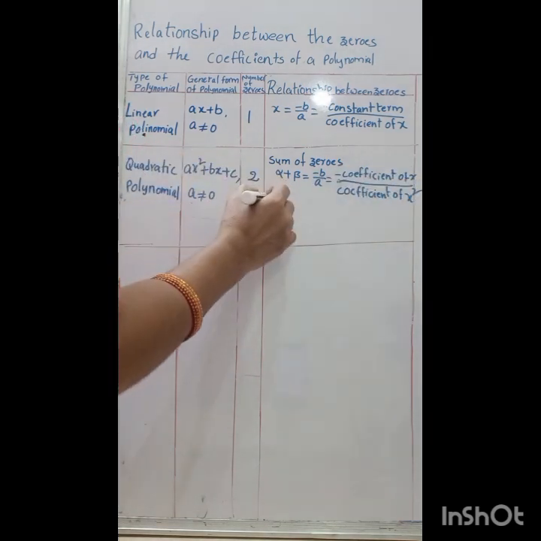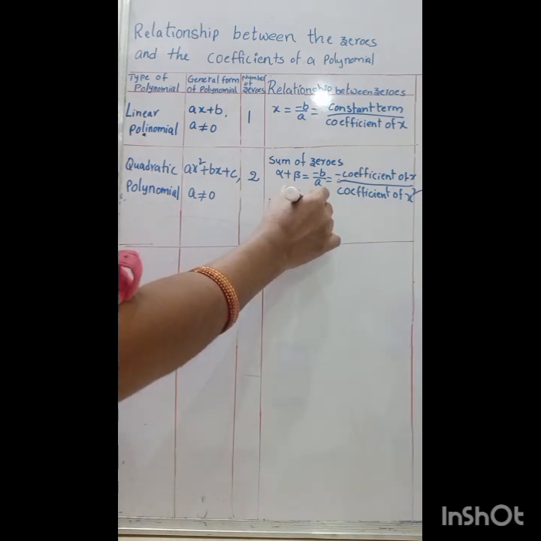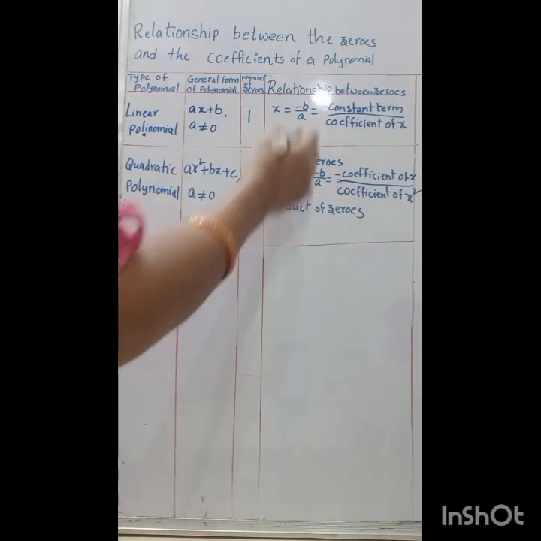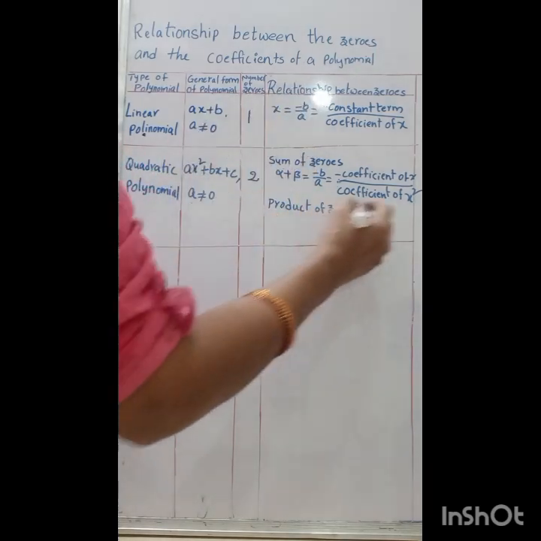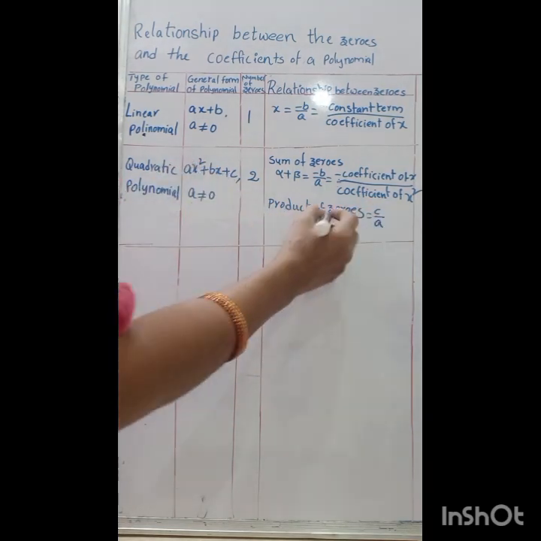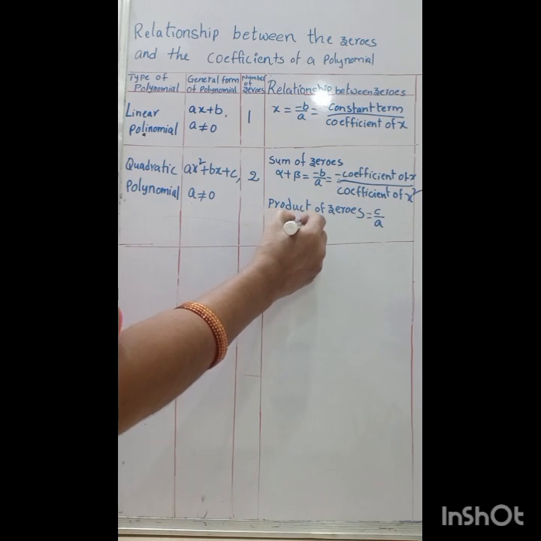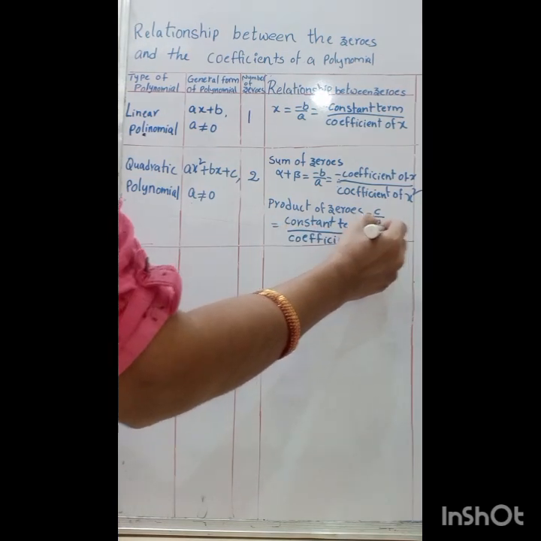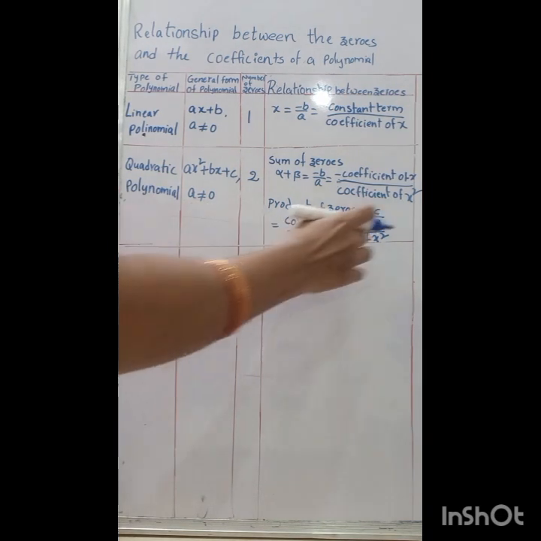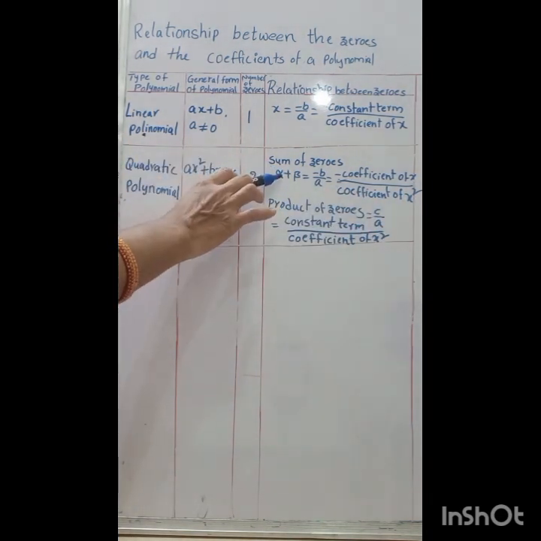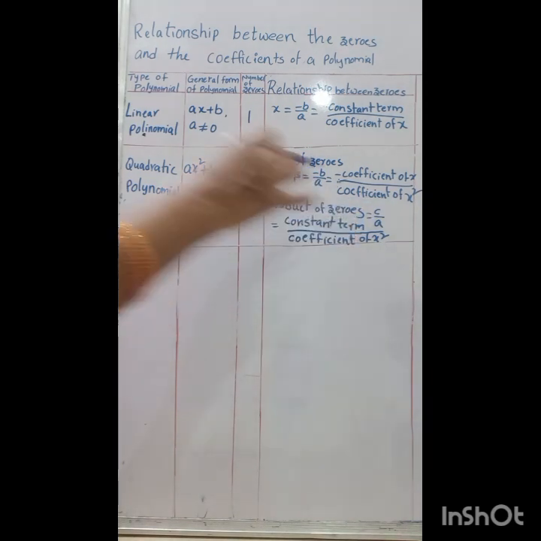Now the product of zeros. The product of zeros is equal to c by a. C is the constant term and a is the coefficient of x square, which means the constant term by the coefficient of x square. This is the relation between the zeros of a quadratic polynomial and its coefficients. So the sum of zeros should be minus b by a, and the product of zeros should be c by a.